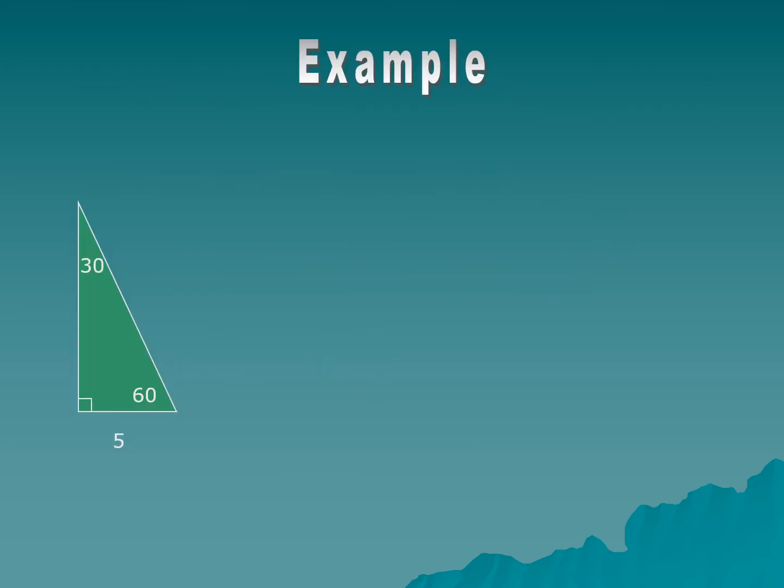Alright, let's do some examples for the 30, 60, 90 right triangle. In this example, I give you the shortest leg to be 5. To get the hypotenuse, remember we double the shortest leg to get 10. And then to get the other leg, it's the same thing, but this time with the square root of 3 next to it. Okay, let's try another one.